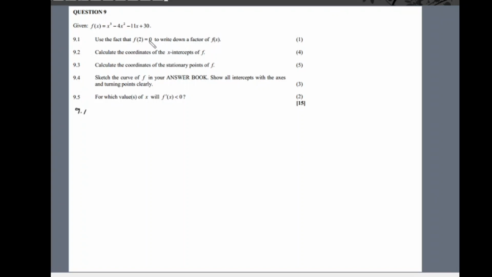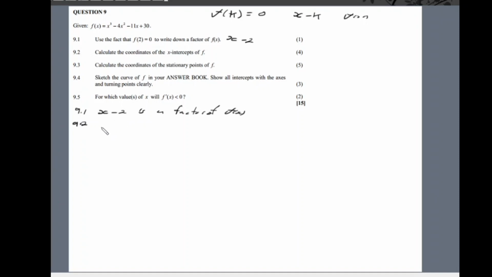So this is the factor theorem, where if f of k is equals to 0, then x minus k is a factor of f of x, right? So in this case, x minus 2 is a factor of f of x, yeah? So now siyalapha ku 9.2, but calculate the coordinates of the x-intercepts, right?